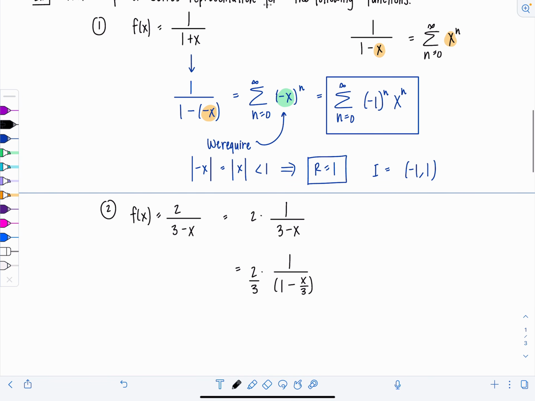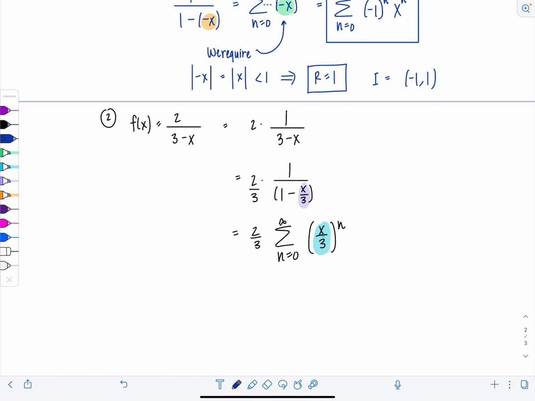Are we all right? Good. So basically, this is my R now. And I just have an extra 2/3 hanging out front. So I have 2/3 times the sum, n equals 0 to infinity, x over 3 raised to the n. Boom. If you want to find the radius of convergence now, go for it, or just remember this is the step to come back to right here, because we require the absolute value of R to be less than 1, which means the absolute value of x has to be less than 3. So my radius of convergence is 3. Interval is from -3 to 3.